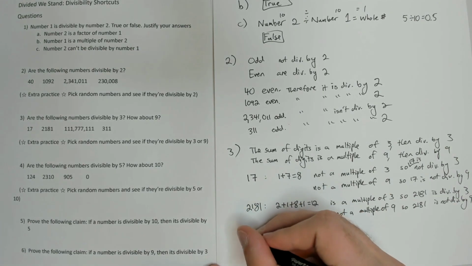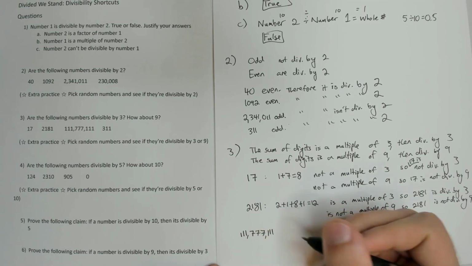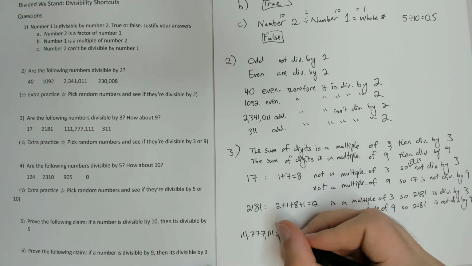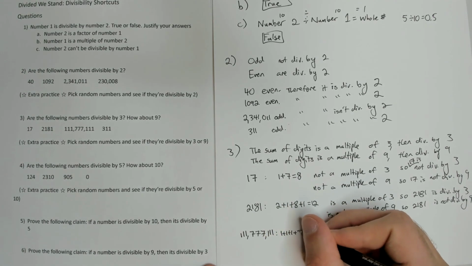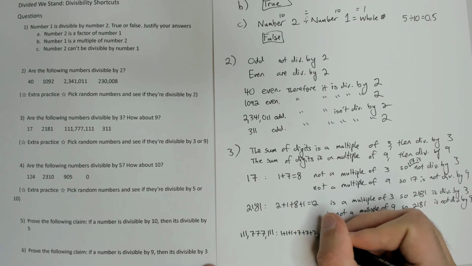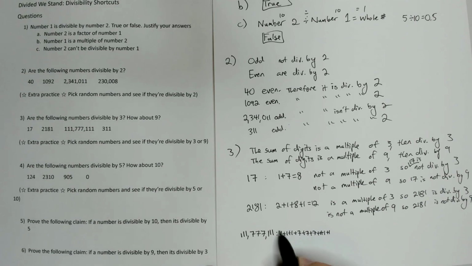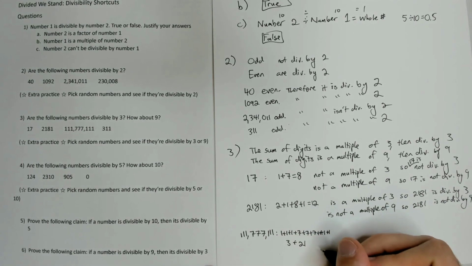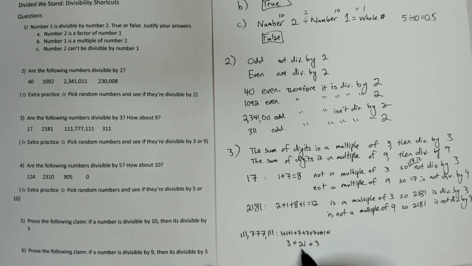We have 111,777,111. So this is a nice symmetrical number here. And if we add up the digits, we have 1 plus 1 plus 1 plus 7 plus 7 plus 7 plus 1 plus 1 plus 1. All right, so we have 3 ones here. That's 3. And we have 3 sevens here. That's 21. And we have 3 ones here. That's 3. 3 plus 21 is 24, plus 3.